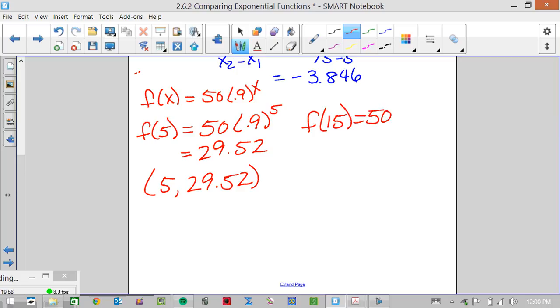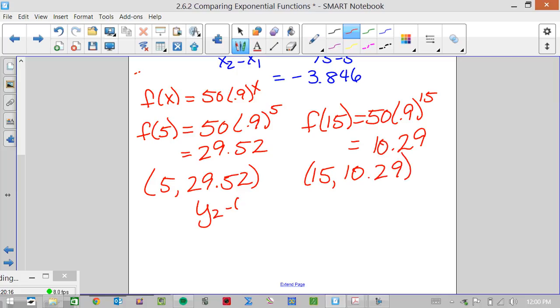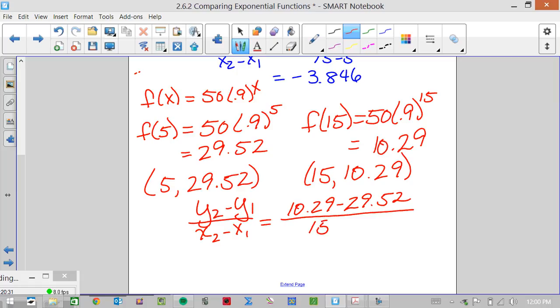What y value do I get when I plug in 15 for x? And for this, I get 10.29. So the second point in my interval, the other endpoint, is 15, 10.29. So again, slope formula, y sub 2 minus y sub 1 over x sub 2 minus x sub 1 gives us 10.29 minus 29.52 over 15 minus 5. And that answer gives me negative 1.923.